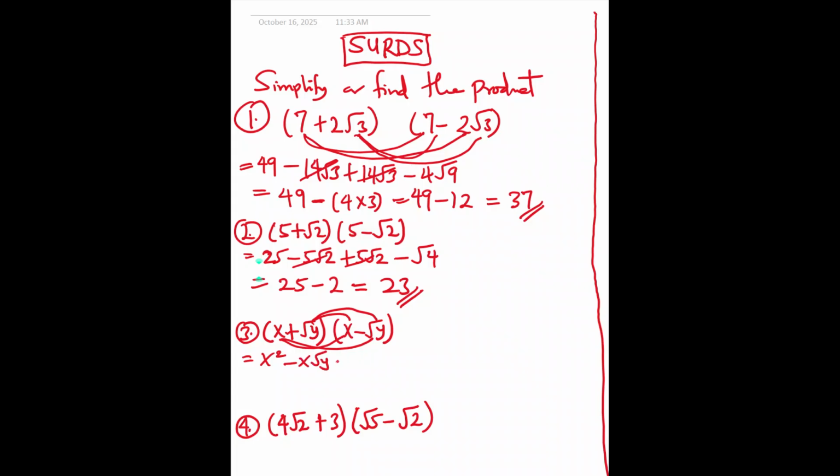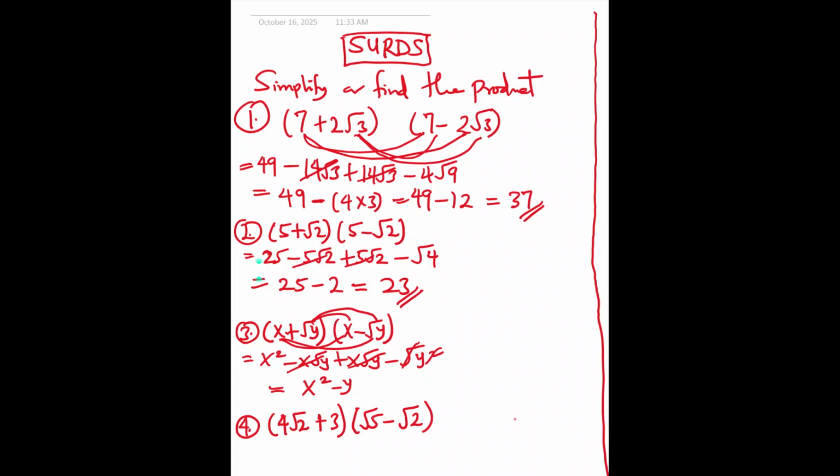X times minus root y is minus x root y. Root y times x is plus x root y. Okay, and root y times minus root y is minus root y squared, right? So these two will cross out each other to give 0. This one will cross the root out. So our final answer will be x squared minus y. Okay.